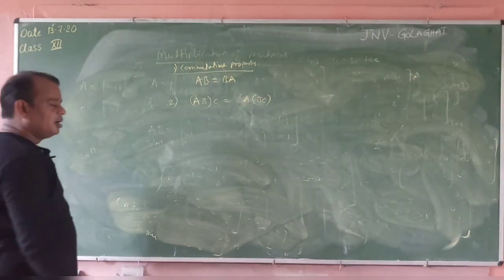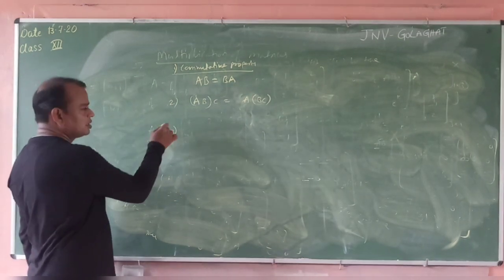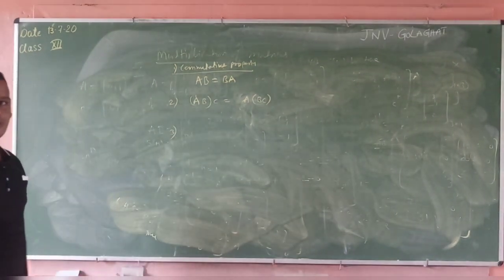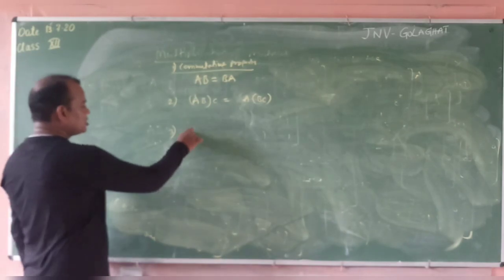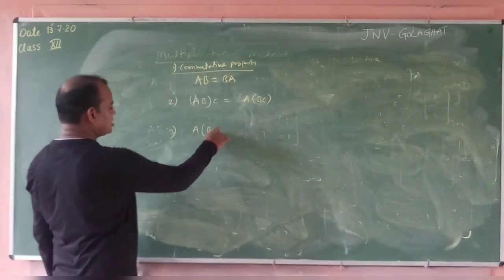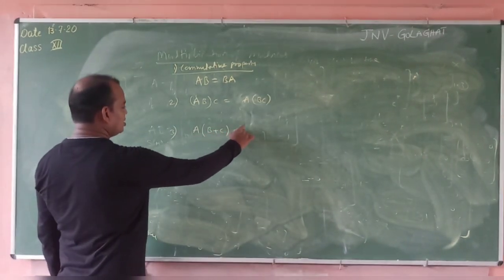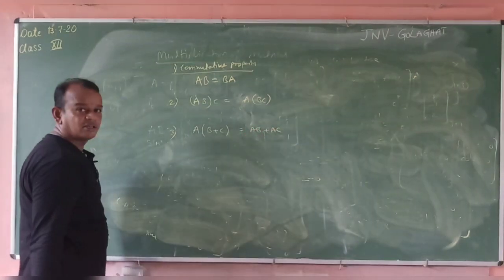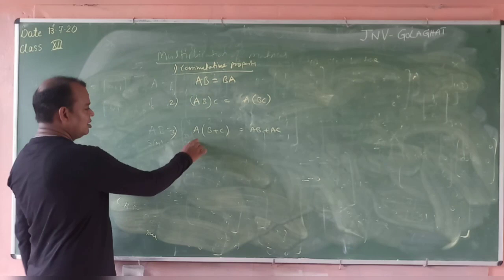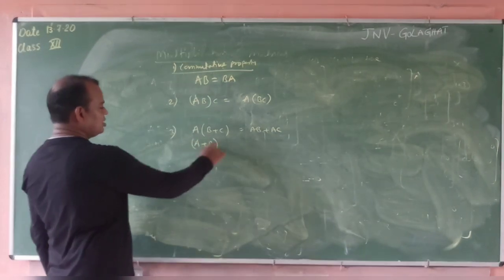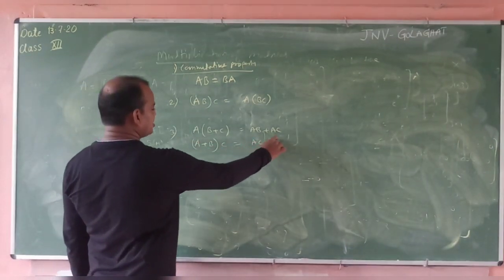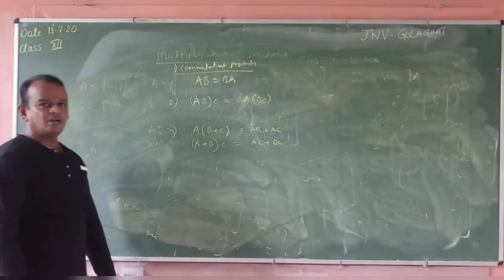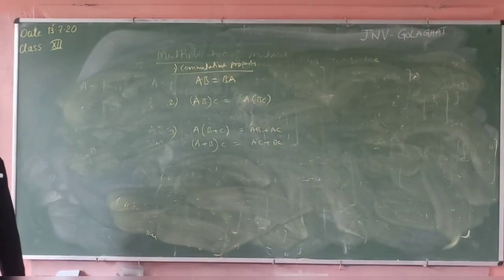Next, distributive laws. Multiplication of matrices is distributive over addition. For suppose, A into (B plus C) is equal to AB plus AC. And (A plus B) into C is equal to AC plus BC. These are called the distributive laws.